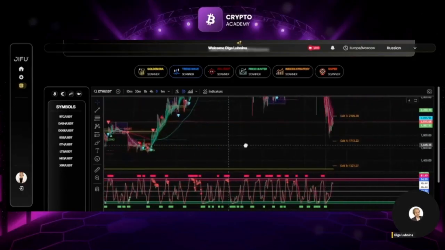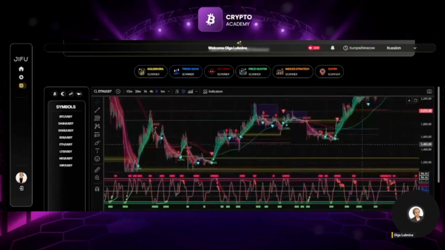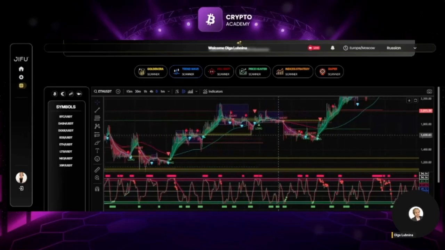So, let's look. And again, I remind you that there are no guaranteed levels: no trend change levels, no support and resistance levels, no volume levels have a 100% guarantee that the reaction will be exactly as expected and that the trade will go in your favor. Therefore, we never, under any circumstances, trade without stop losses.